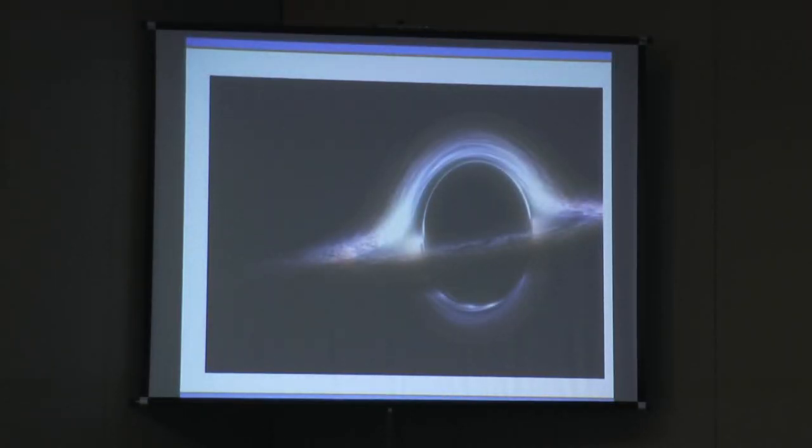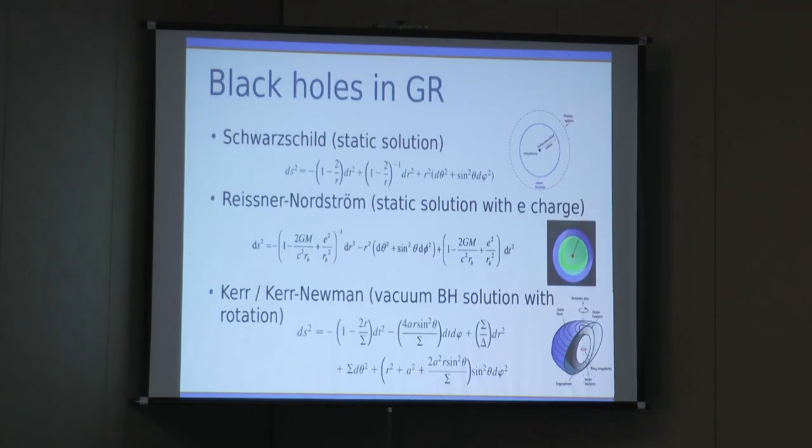Here we have a very famous picture that appeared in a movie. Probably everyone here saw it. It's based on a real simulation of a Kerr black hole with a small accretion disk, and you have here the effect of lensing. Okay, it's in the wrong part of the presentation.